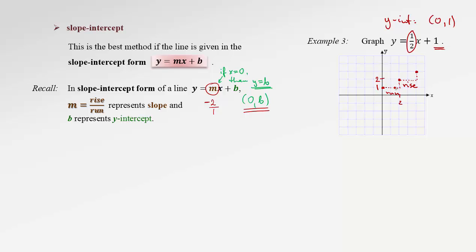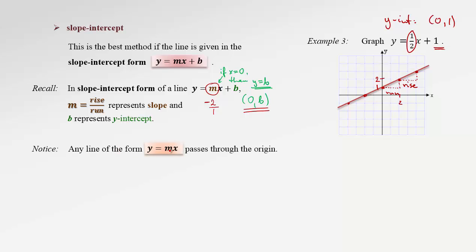It was 1 down, 2 to the left, so 1 down, 2 to the left gives us this point, and again, and that's definitely good enough to graph our line. That's our line. So that's why I like this method the most, because it does not involve any calculations. We just need to recognize the parts of the equation. This is the y-intercept, that's a slope, go for it.